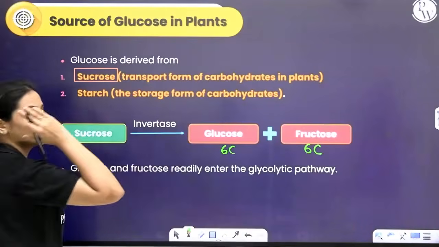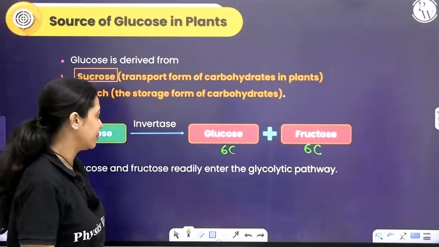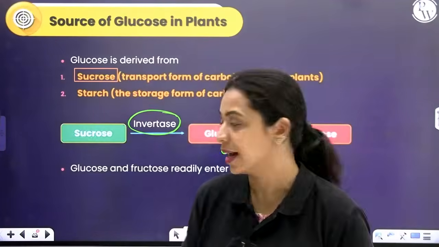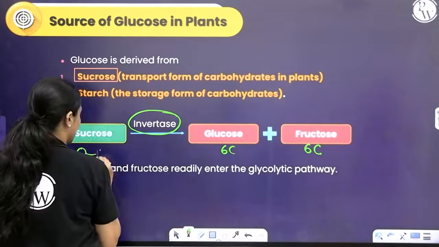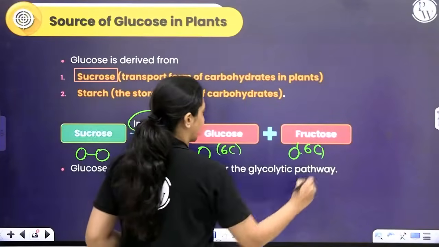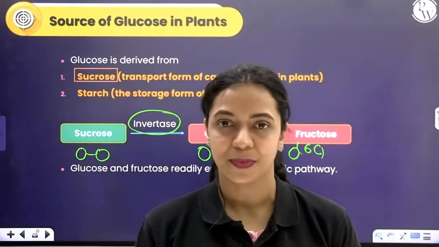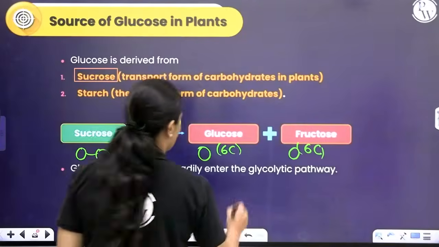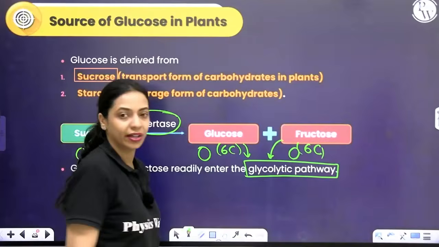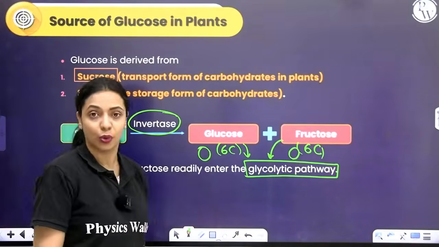And for sucrose to break down and form glucose and fructose, you need an enzyme called invertase. So in the first step, the sucrose, which is a disaccharide, will get broken down into glucose and fructose, which are both 6 carbon molecules, catalyzed by the enzyme called invertase. Now this glucose and fructose will readily enter the glycolytic pathway. We are going to start the glycolytic pathway with glucose.